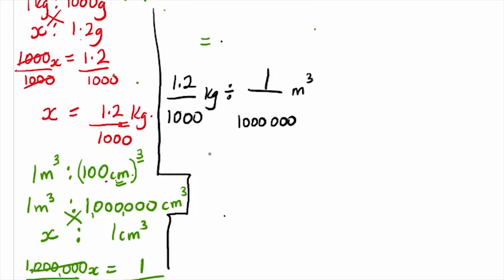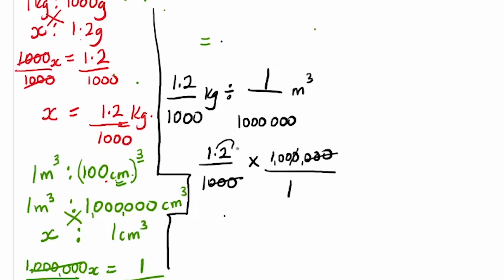And of course, this is going to become 1.2 over 1,000 times a million. Divide that by 1. These 3 zeros go with that. The decimal point moves, that zero goes, the decimal point moves. So you end up with 1,200, and this is in kilograms per meters cubed.